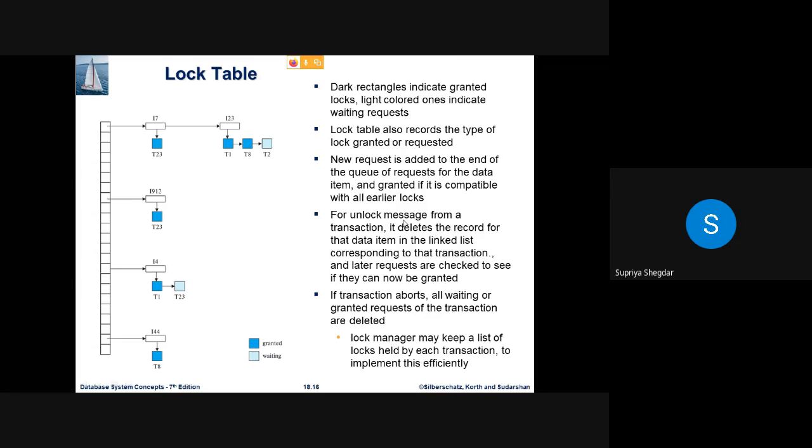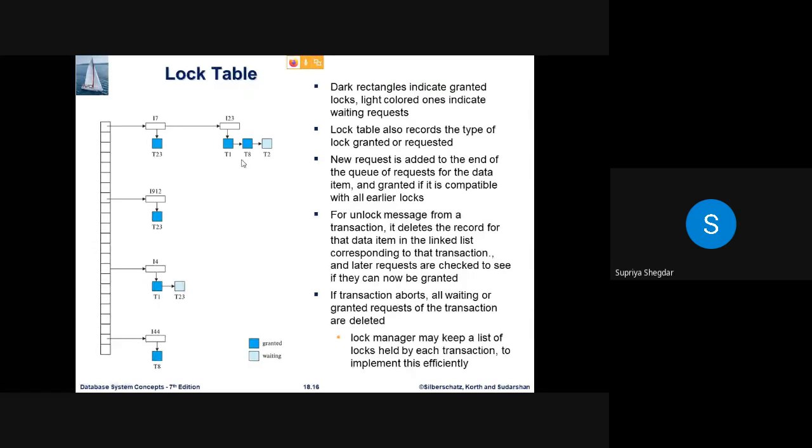We have seen the lock message, or the new request. For the unlock message from a transaction, the lock manager deletes the record for that data item in the linked list. If the unlock message comes from T1, the lock manager deletes the record for that data item in the linked list corresponding to that transaction, and later requests are checked to see if they can now be granted.